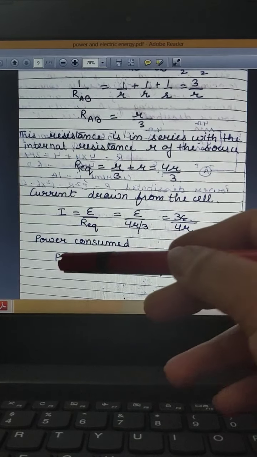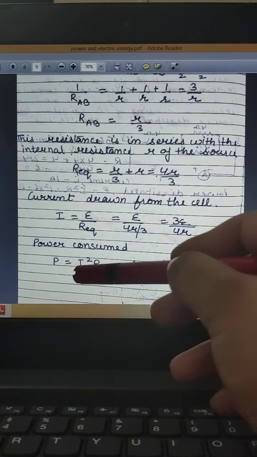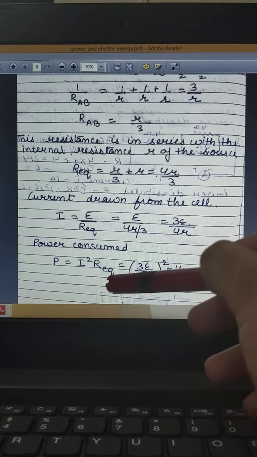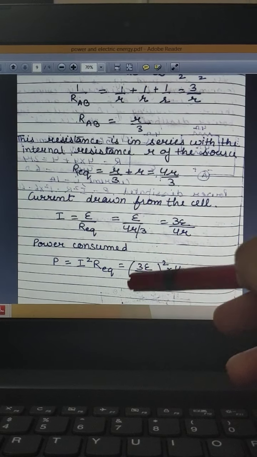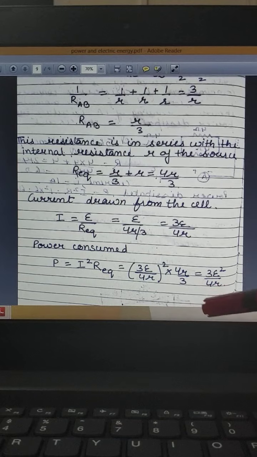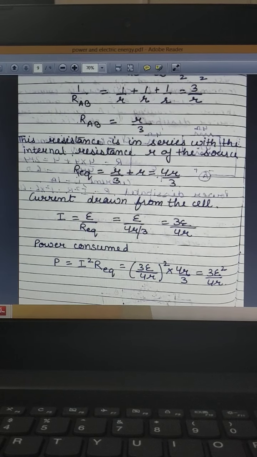Now power consumed. Power consumed, we are having I, we are having R. So the formula which we are going to use is I square R. Putting the values of I and R, we get (3E upon 4R) whole square into 4R upon 3. So the answer is 3E square upon 4R.